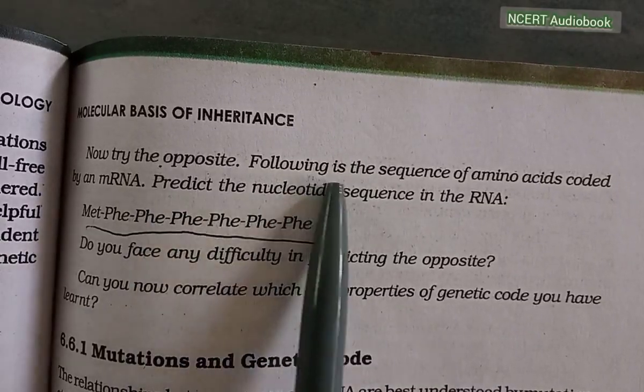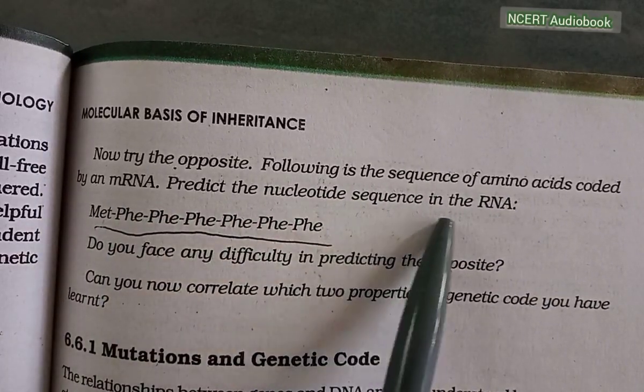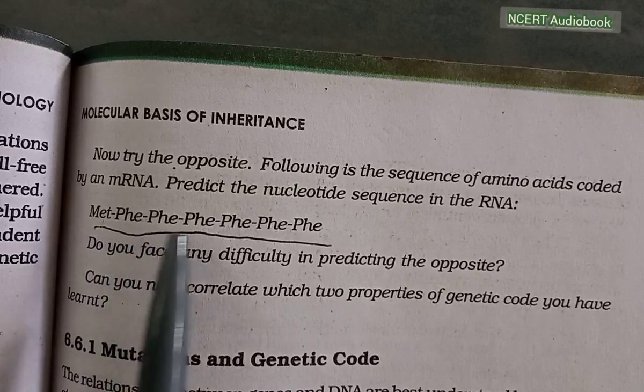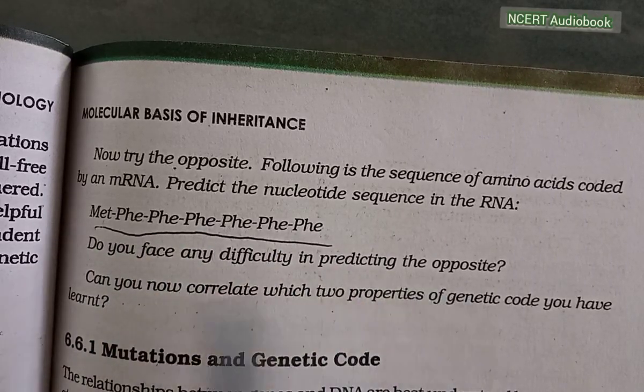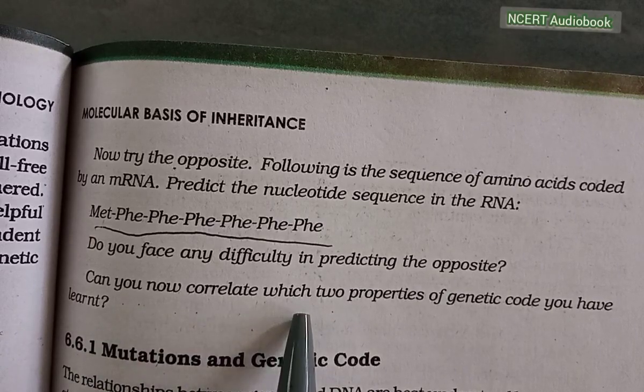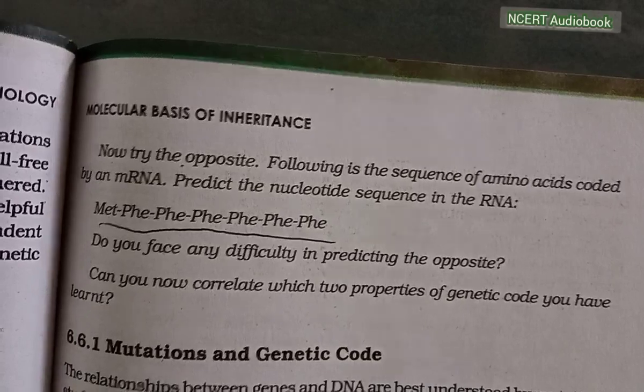Now try the opposite: following the sequence of amino acids coded by the mRNA, predict the nucleotide sequence in the RNA. Met, Phe. Do you face any difficulty in predicting the opposite? Can you now correlate which two properties of the genetic code you have learned?